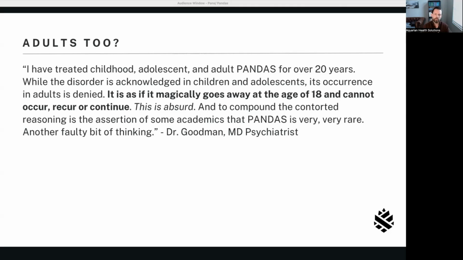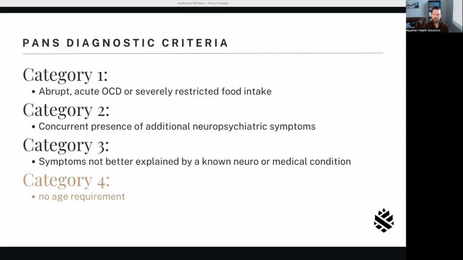It's as if something magically goes away at the age of 18 and cannot occur, reoccur, or continue. And this is absurd. And to compound the contorted reasoning is the assertion of some academics that PANDAS is very rare, another faulty bit of thinking." And so right here, not only in my clinical experience and other colleagues, but from the psychiatric side of things, someone who's been dealing with this for 20 years sees it consistently in adults. And even since they've broadened out the diagnostic criteria into PANS, Category 4 of PANS has no age requirement.